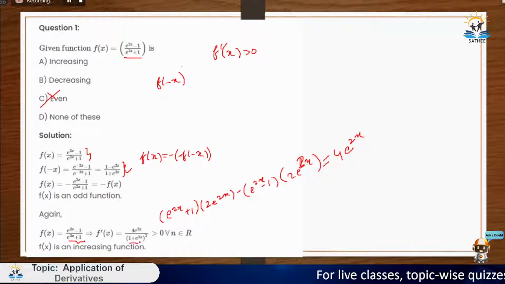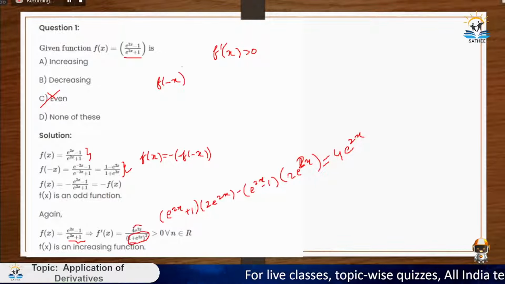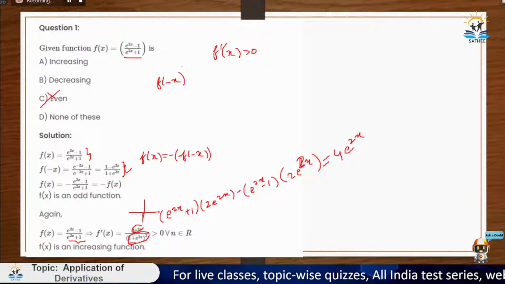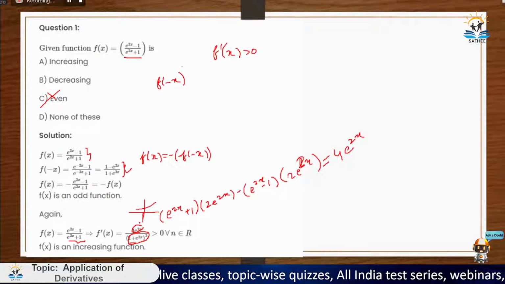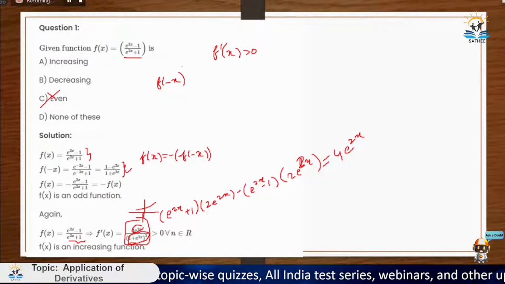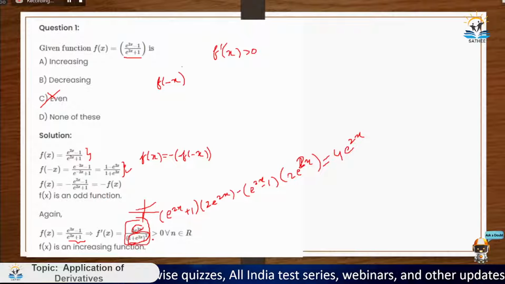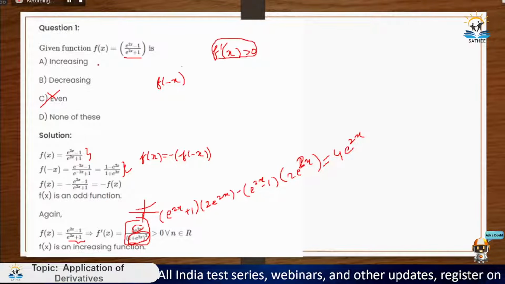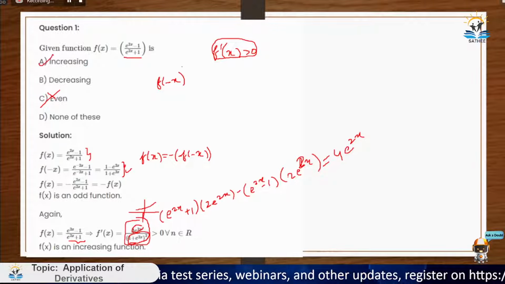And since it is a square, it will be always positive because square is always positive. And for e power 2x, again, e power x is not always positive, it is never negative because graph of e power x is something like this. So overall, this function is always positive. And since this is always positive, this means my f'(x) is always greater than 0. And if f'(x) is greater than 0, then my function is increasing. So my right option for this question would be increasing one.